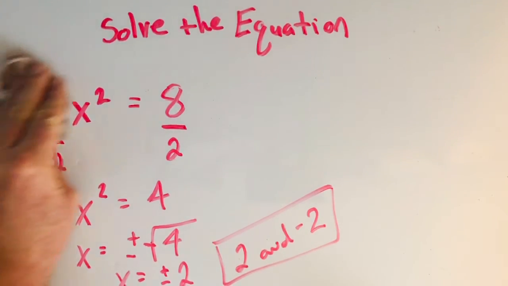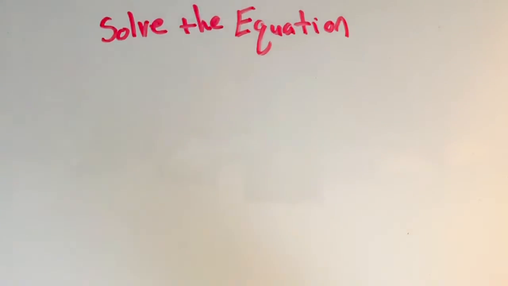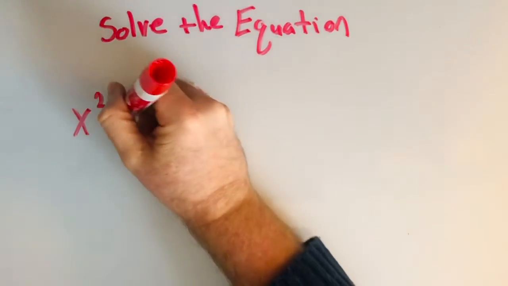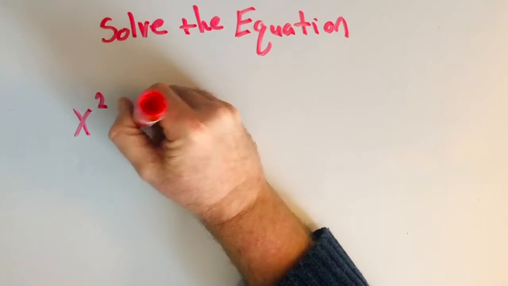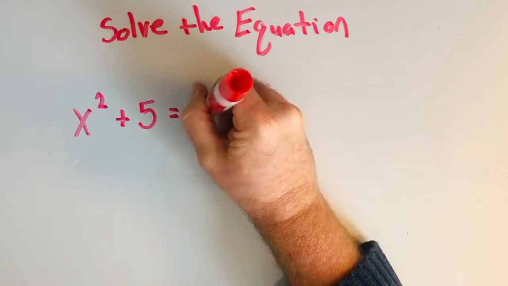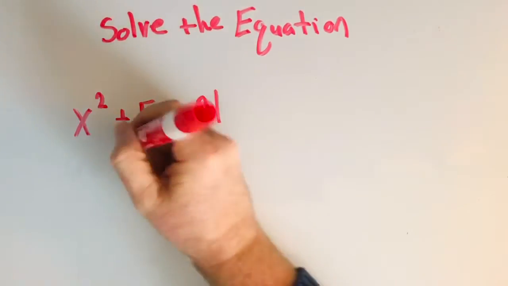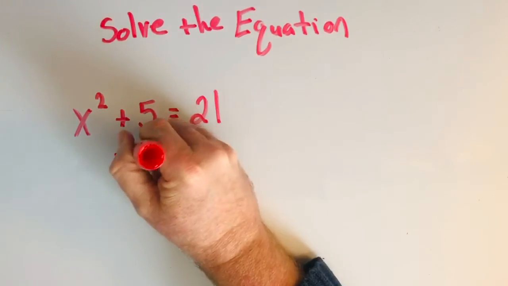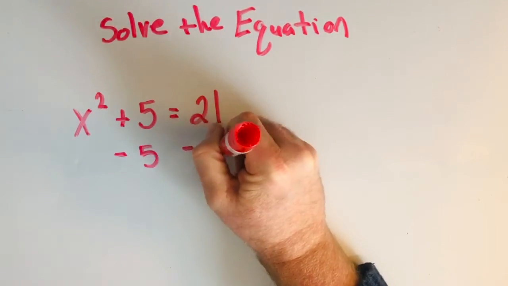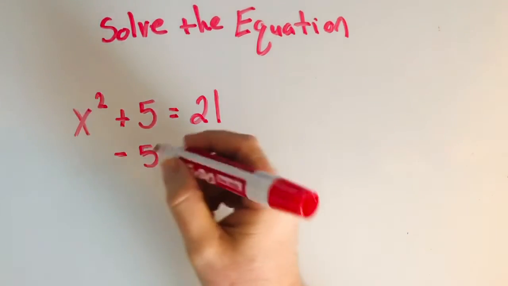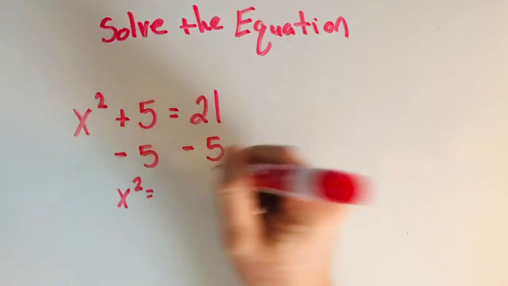All right, sometimes though, it can look like this. x squared plus 5 is equal to 21. All right, but I need to know what x equals. So I'm going to get the x by itself by first subtracting 5. Now I have x squared equals 16.